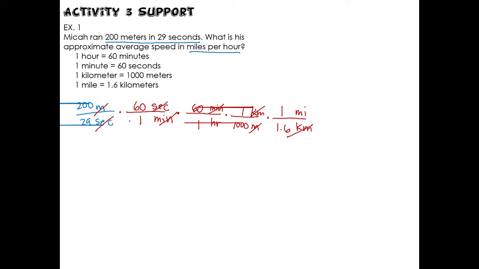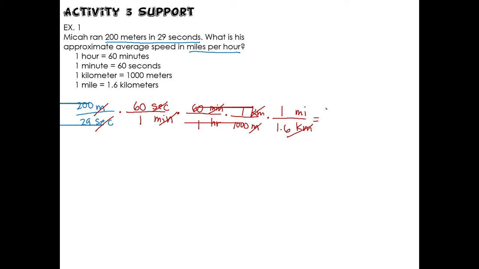And then on the denominator, the only thing that's left is, I know it kind of looks like it's canceled out here, but it's not, it's my hours. So I'm just going to multiply straight across. So it's going to be 200 times 60 times 60 times 1 times 1. Feel free to do that along with me.